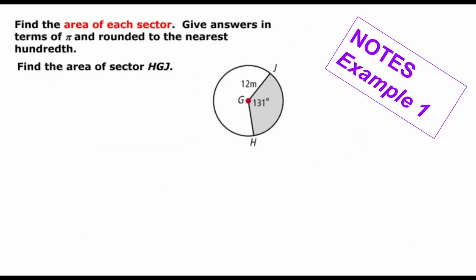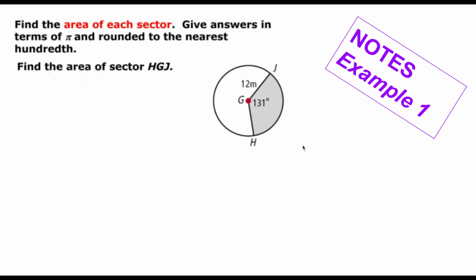So let's do an example. Pause the video and copy this down. We're going to give our answers in terms of pi, or we're going to round to the nearest hundredth, which is 2 decimal places. We want to find the area of sector HGJ. We know the degree measure, and we know the radius.